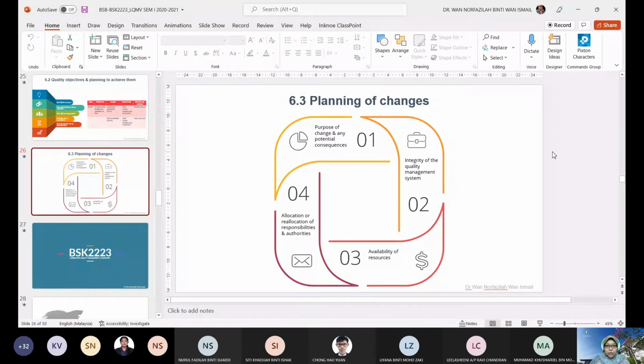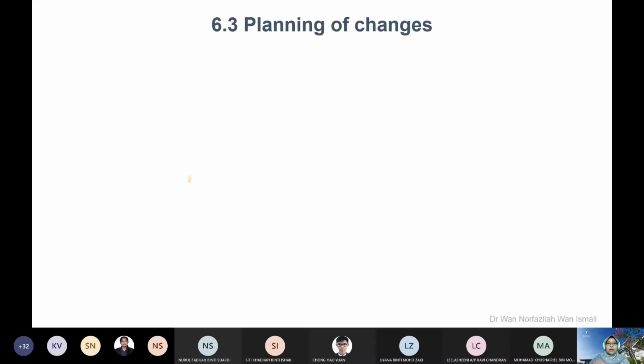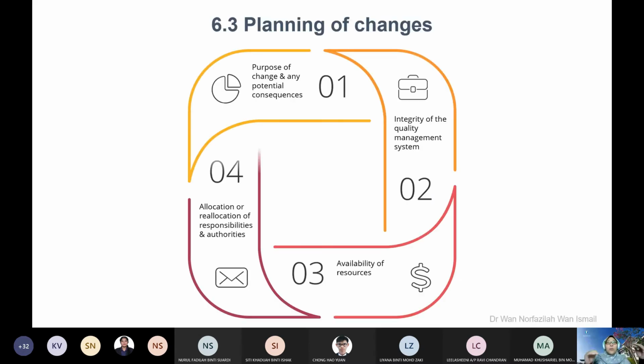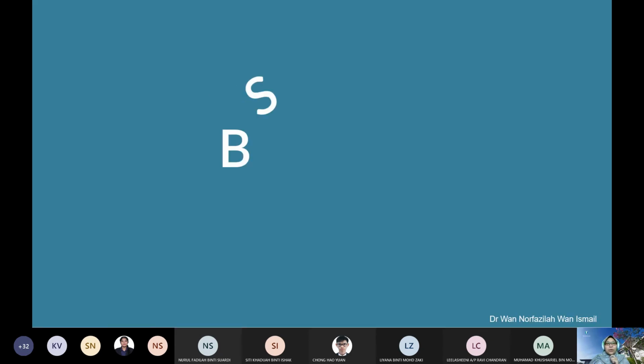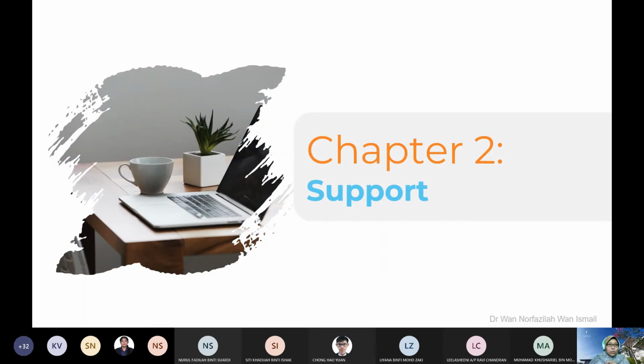Okay, so until subclause 6.3, from subclause 4.1 until 6.3, that is under chapter 1. So now we are going to move to chapter 2, where we start with clause 7. And we are going to focus on clause 7 only for chapter 2.